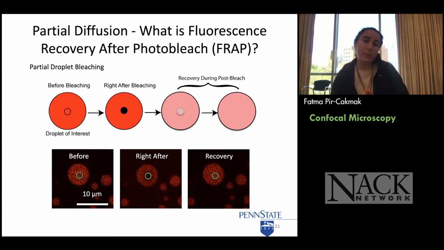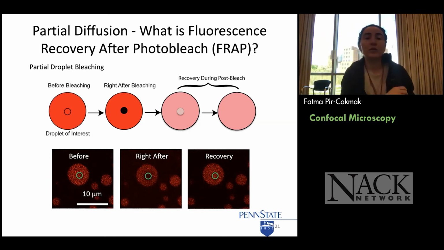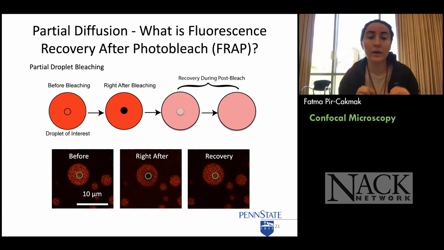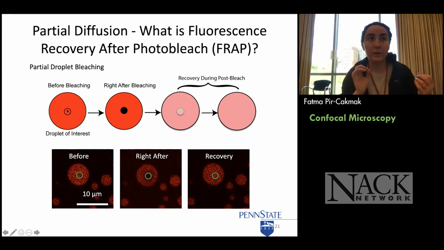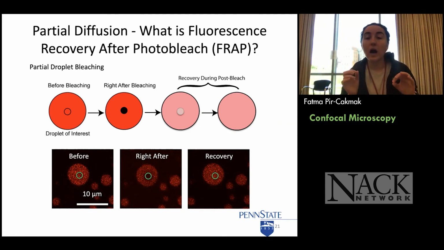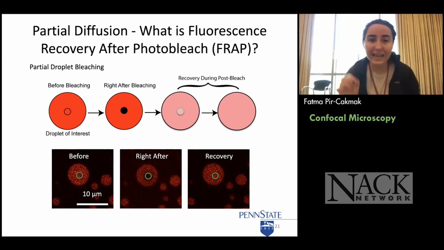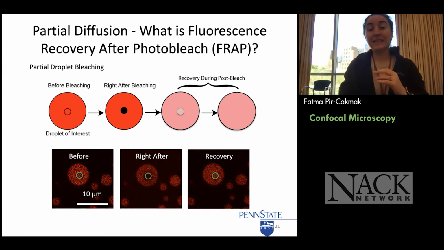So I'm going to talk about FRAP. What's FRAP? FRAP is fluorescence recovery after photobleaching. I'm going to talk about two different types of experiments I have done. The first one is partial bleaching, where I just bleach a certain part of the droplet. When I say bleaching, I mean I use a very high power of the laser to erase the fluorescence in that region.